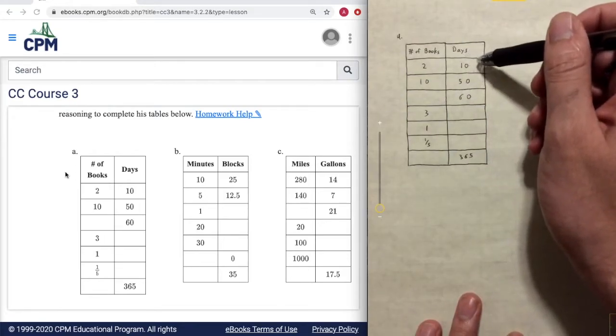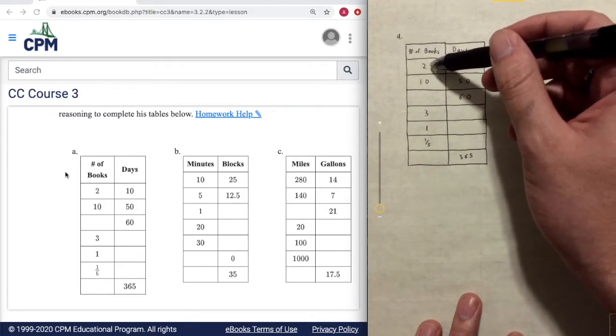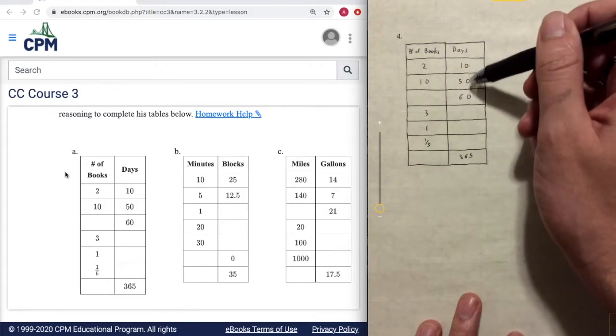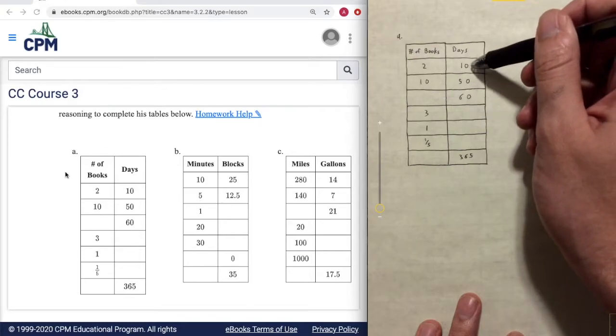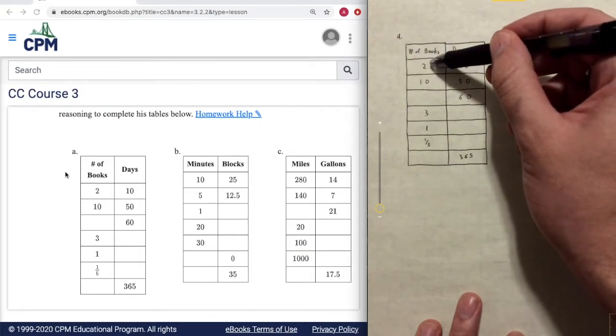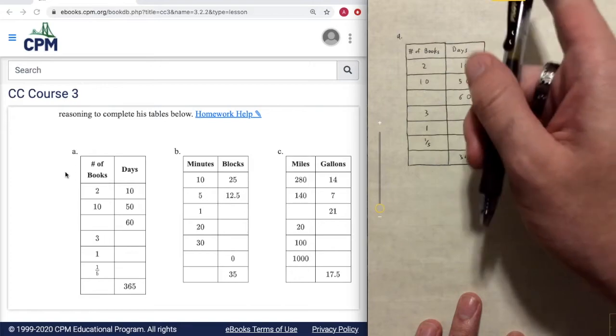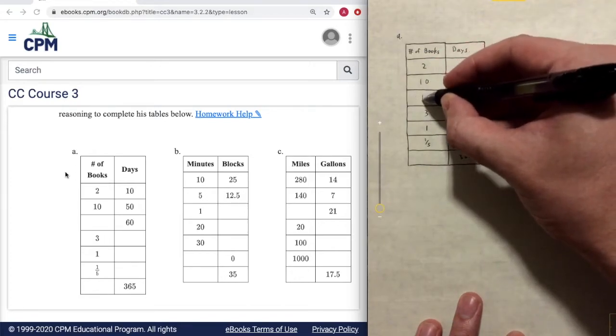So then with that we can start filling out the rest of the table. So if he can do 2 and 10, then 60 is going to be 6 times as long, so he should be able to read 6 times as many books. So 2 times 6 will be 12.